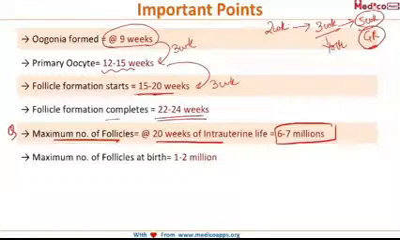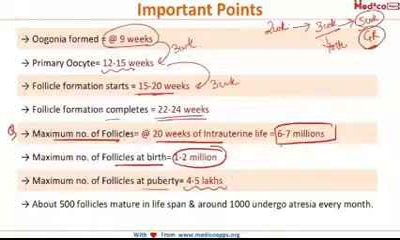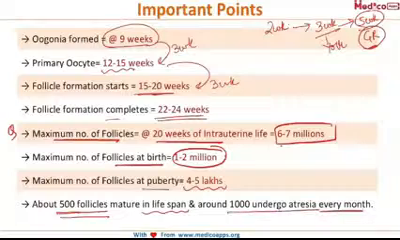Now these follicles keep on undergoing atresia at the same time. So the maximum number of follicles at birth is just 2 million. From 7 million, it decreases to 1 to 2 million. The atresia still continues, and the number of follicles at puberty is just 4 to 5 lakhs. Out of this, only 500 follicles mature in the entire lifespan, and around 1000 undergo atresia every month.